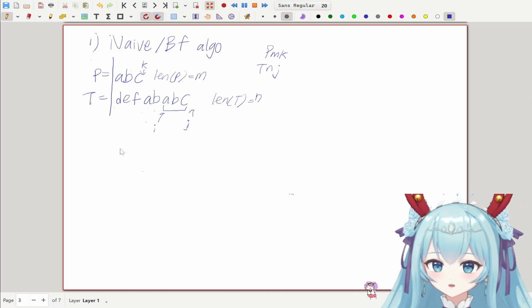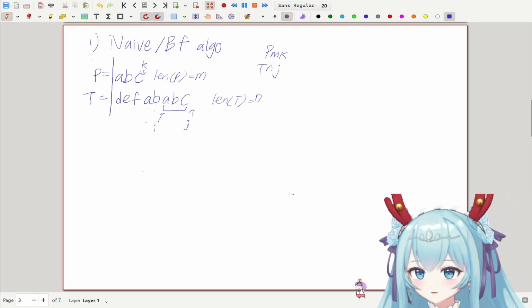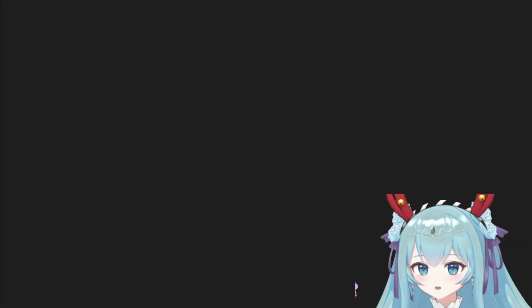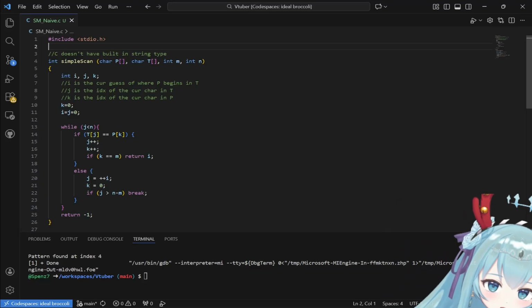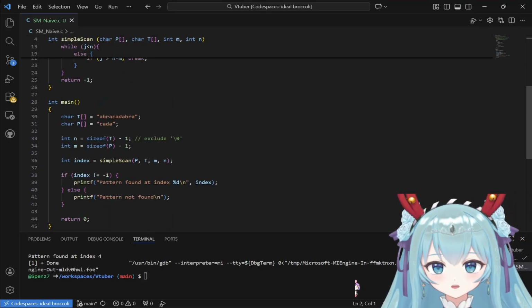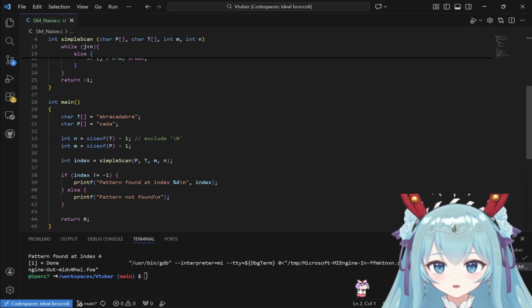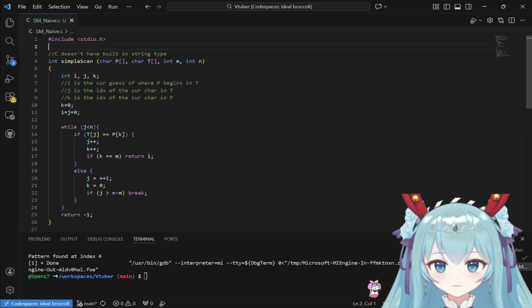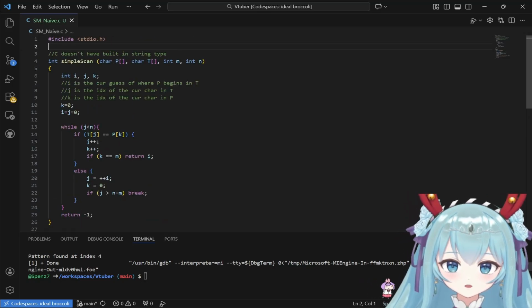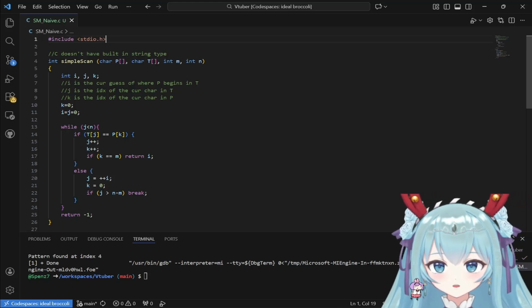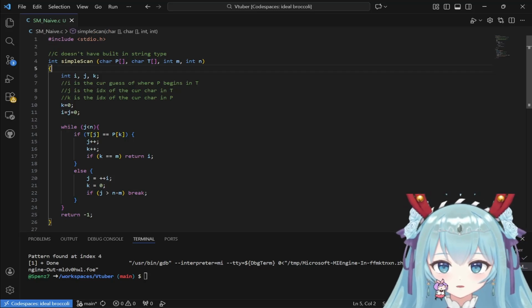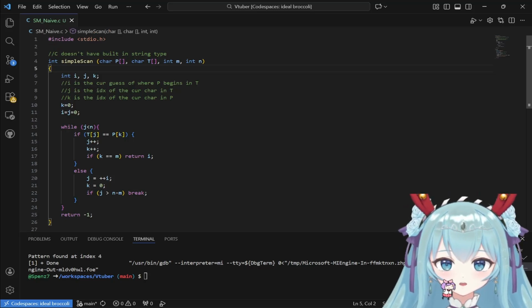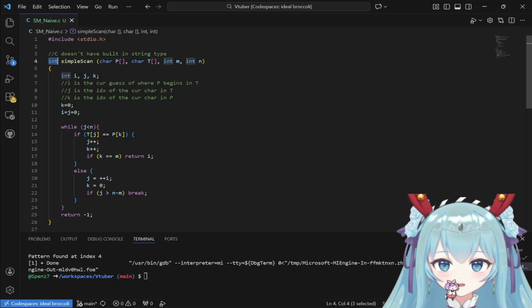Okay, so now I think we can jump to the code. Okay, so this is how the code looks like. Okay, so same thing, we include this header file. This language is in C, so we'll include it in order to use the printf later. And this is our function that will return an integer.